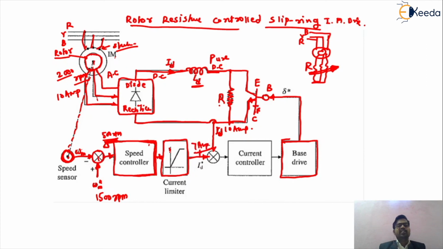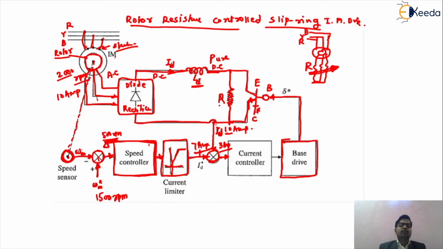Depending upon that, this current limiter will limit the value of the current according to your value. So this summing point again will compare the value of the 10 ampere current and 7 ampere current. The summing point will generate the signal of the 3 ampere, because as we have seen, the current value is 10 ampere, and to control the speed, we have to drop the speed by 500 rpm.